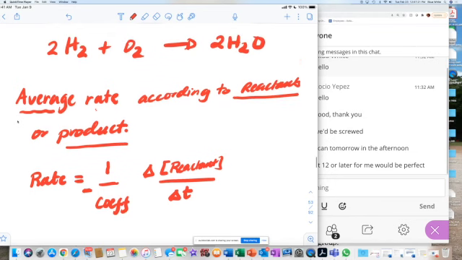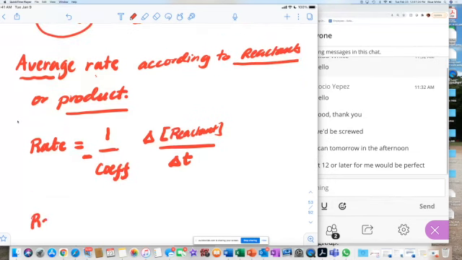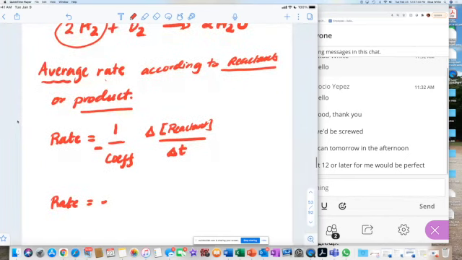So I'll give you an example. I will use hydrogen here. You say rate equals, I'm writing the equation, I don't have the actual numbers with me. Negative. What's the coefficient on hydrogen?